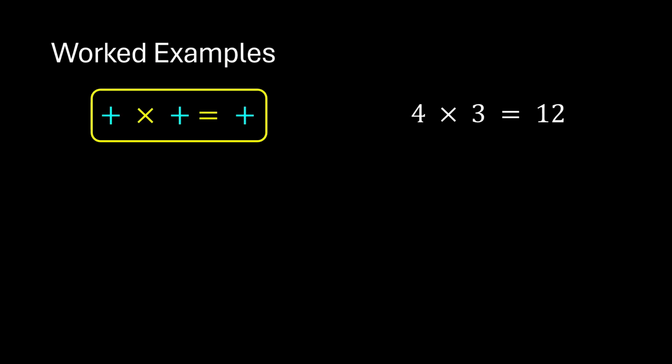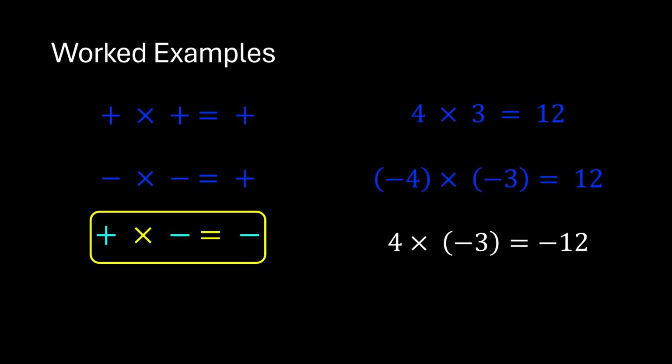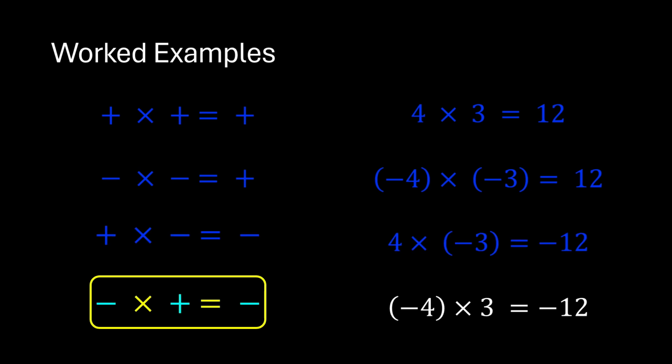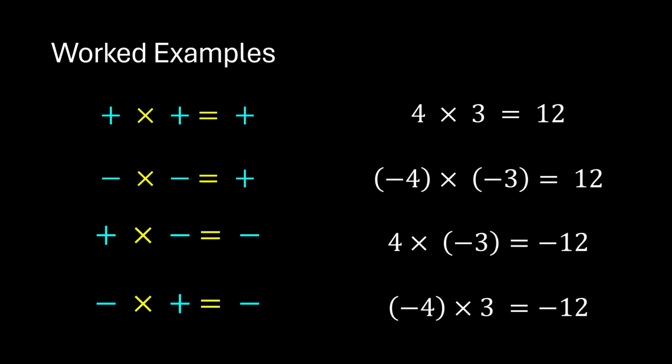Let's now take a look at some examples. 4 times 3 equals 12. Minus 4 times minus 3 equals plus 12. 4 times minus 3 equals minus 12. And minus 4 times 3 equals minus 12. Notice that only the signs change. The multiplication itself stays exactly the same.